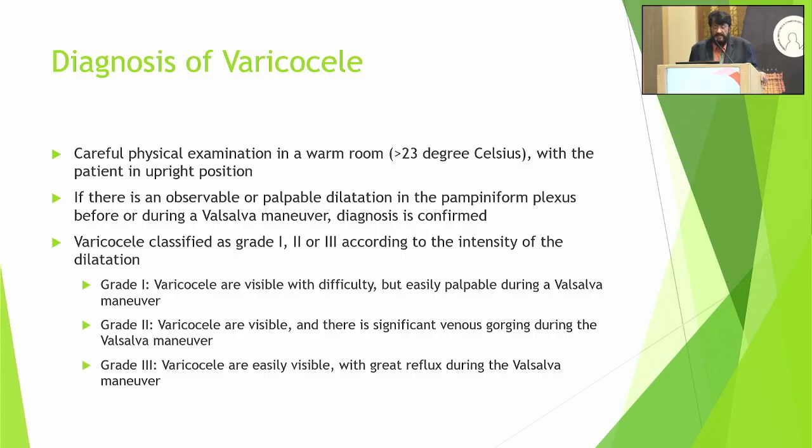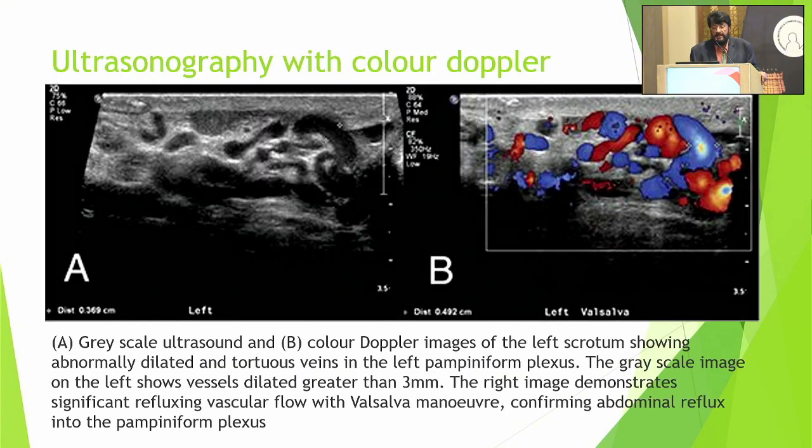But there are cases where there may be grade 1, grade 2, grade 3. What is grade 1? Grade 1 is one where the varicocele is visible with difficulty but easily palpable during the Valsalva maneuver. Sometimes this may also be clinically important. Grade 2, they are visible, but there is venous engorgement during the Valsalva maneuver. Grade 3 is one where varicoceles are easily visible with reflux during the Valsalva maneuver. So these three grades are important. Again, I mention you should be examining the patient in a warm room, not in your typical cool room.